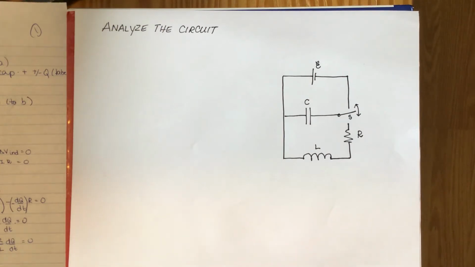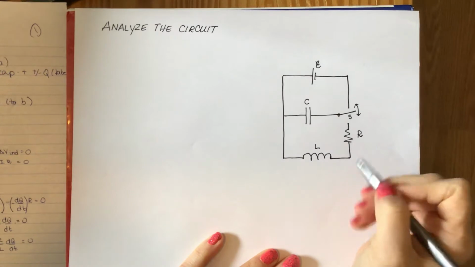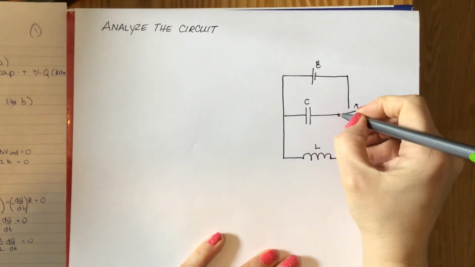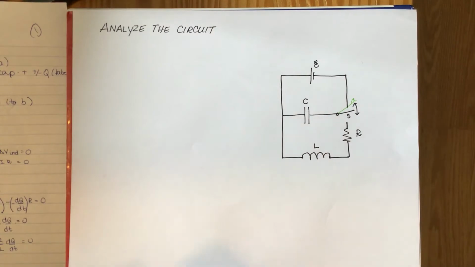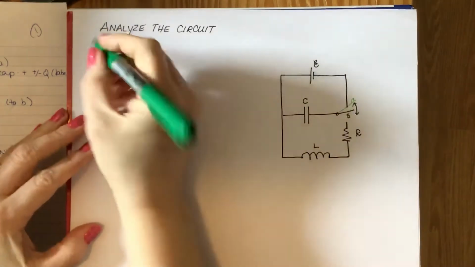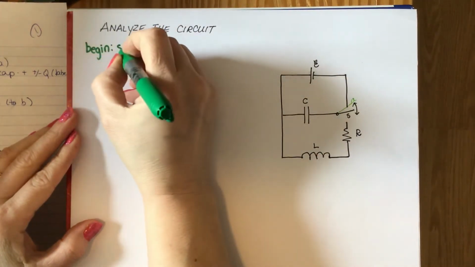So let's start with the switch flipped up. So here's our circuit. We've got a battery here, capacitor, inductor, resistor. We're going to start with the switch flipped up in the A position. So we begin there, switch at A.